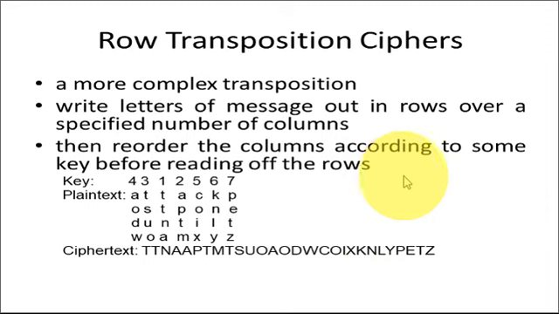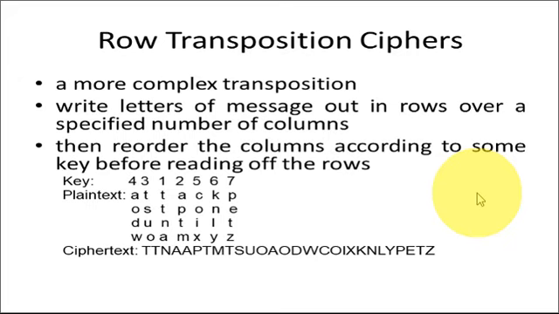First we write the key values 4, 3, 1, 2, 5, 6, 7. Then in column 1 we write TTNA column-wise. Then in column 2 we write the remaining letters column-wise. Likewise for 3, 4, 5, we fill it in. Then to get the plaintext we read row by row. So this is the row transposition cipher.